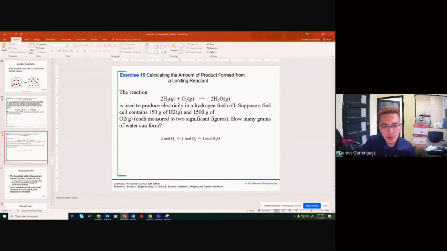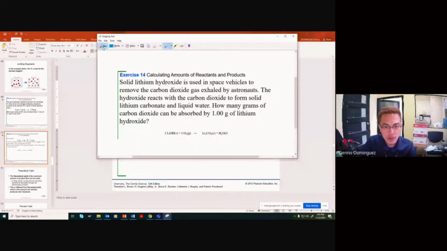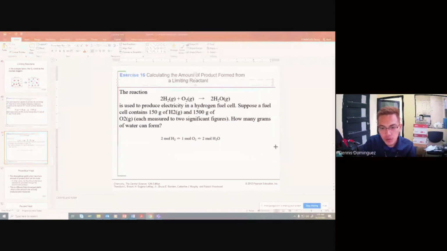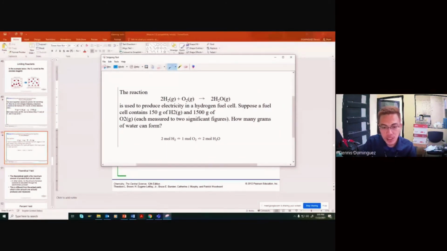So, how do we calculate this? Same result as what we did earlier. From this one, how many grams of your water? So, for water, first look at which of these two is limiting, whether H2 or O2. Whichever is limiting is the one you use for the calculation, because it is the first to be consumed.